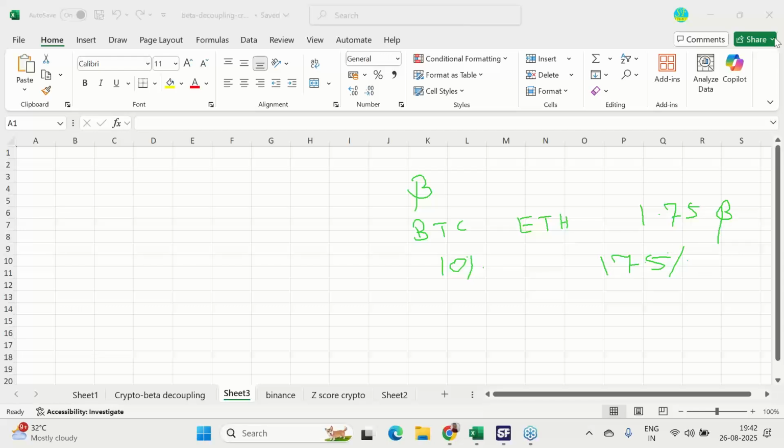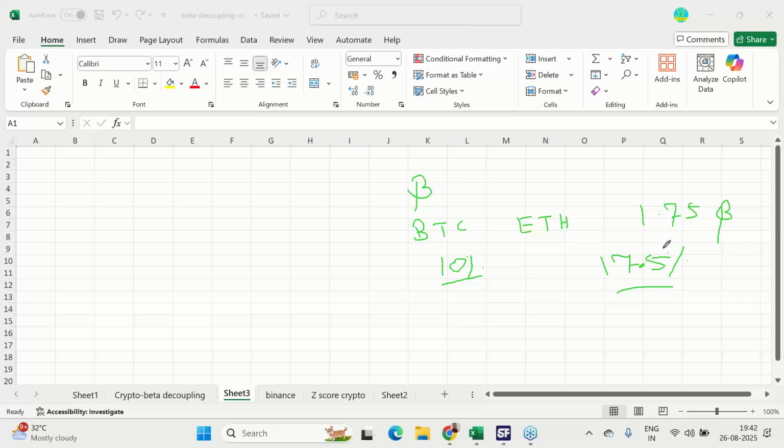But this is not compulsory or a rule that Bitcoin and ETH will obey. There is no guarantee. It is your mathematical calculation. There is no guarantee that whenever Bitcoin has given 10% return, Ethereum will give you 17% return. Ethereum can give 20% return. Ethereum can give 15% return. This is just a mathematical calculation.